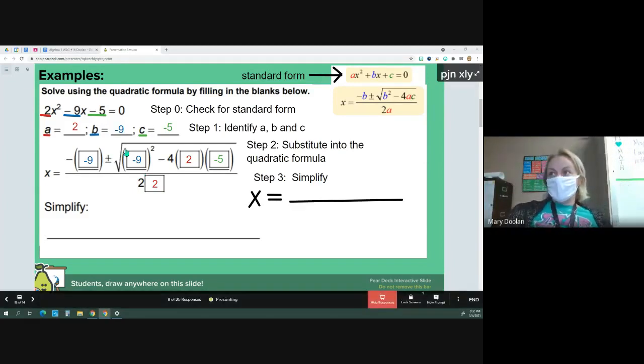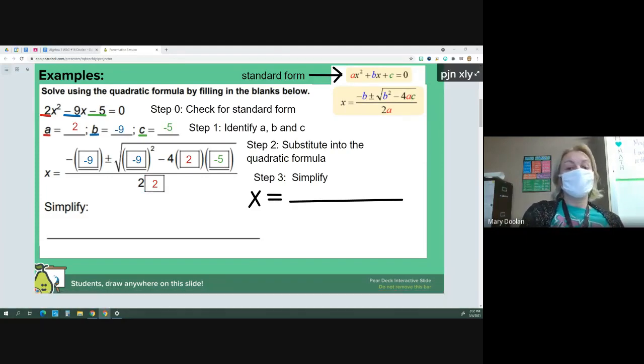Well, the numerator is really complicated. The denominator is pretty simple. 2 times 2, what does that simplify to? 4. So I'm going to put a 4 in the denominator.